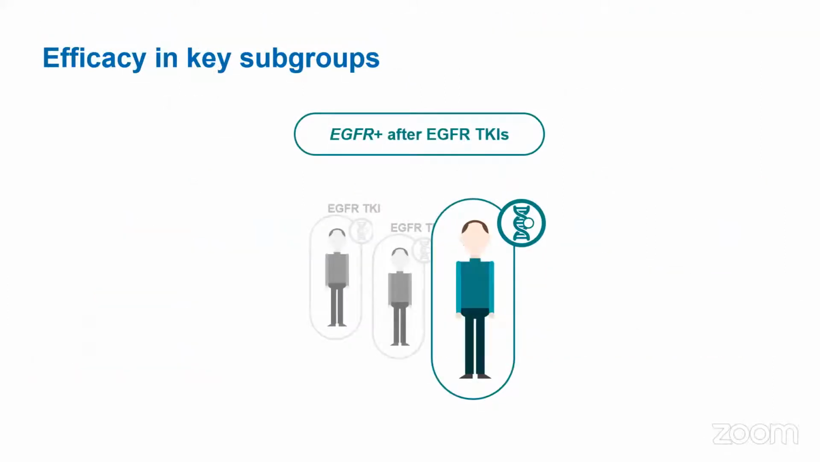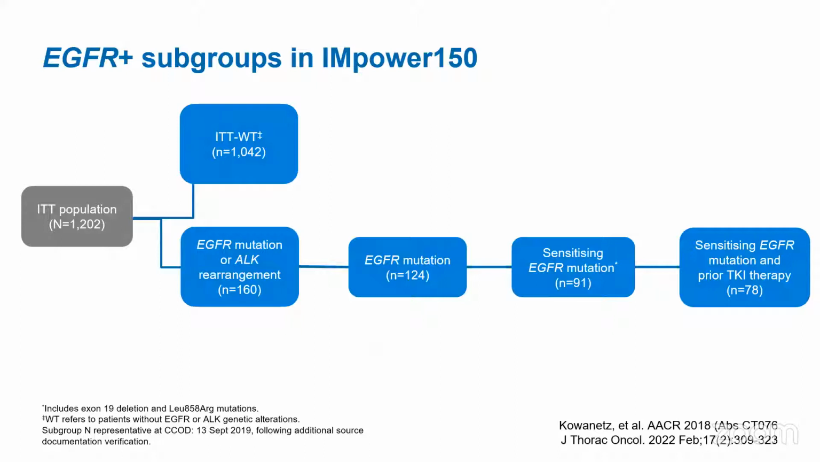Now, another thing seen in the study was for the various subgroups. The first subgroup was the EGFR mutation positive patients after they had failed the EGFR TKIs. Almost 160 patients were enrolled for the various mutations seen, and for EGFR mutations there were 124 patients. EGFR sensitizing mutations were in 91%, and those with sensitizing mutations who had received prior TKI therapy were around 78.